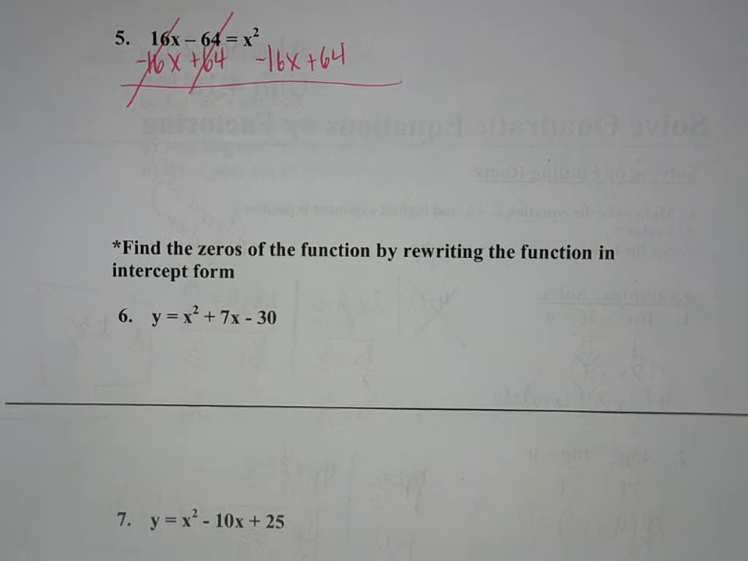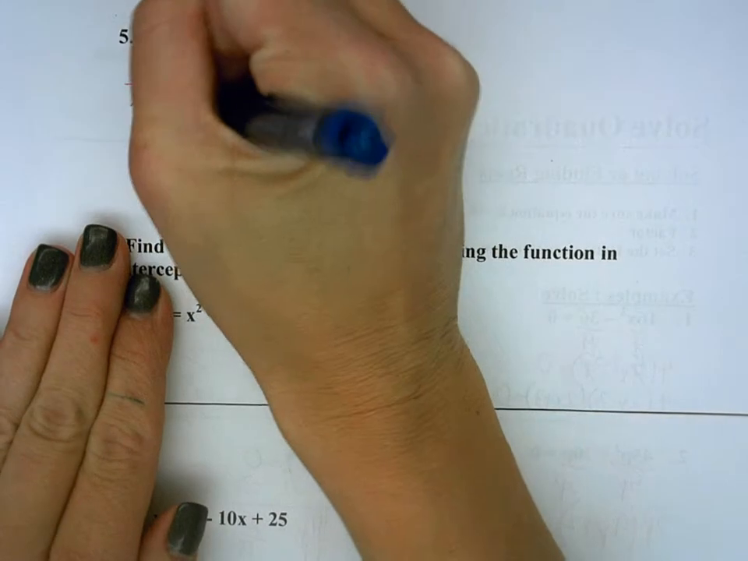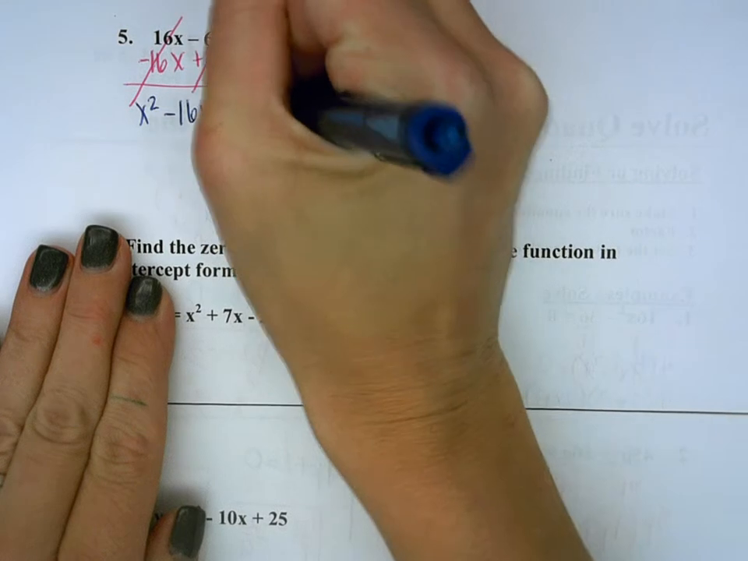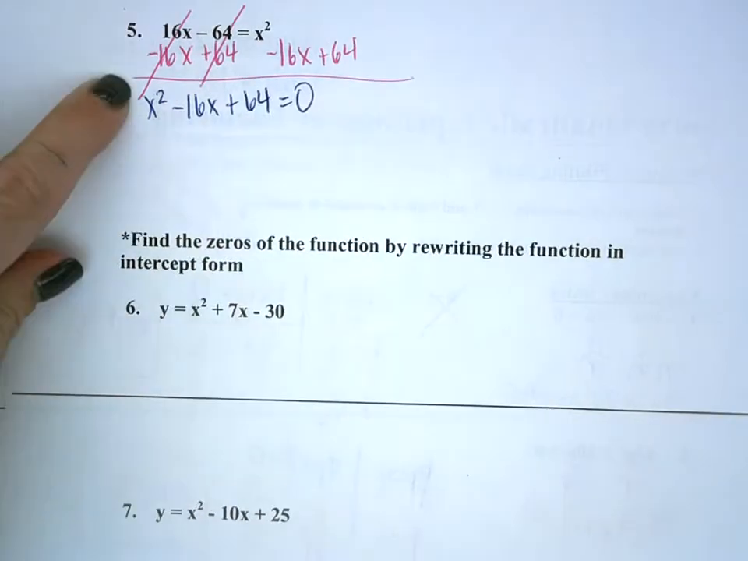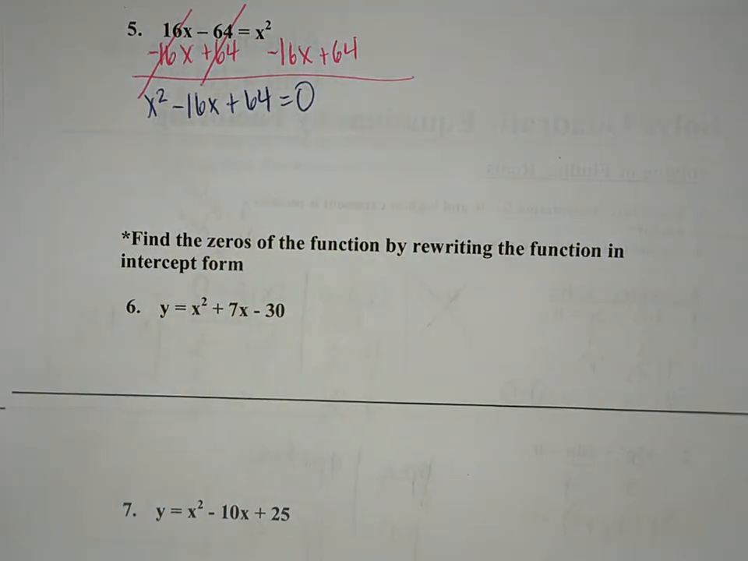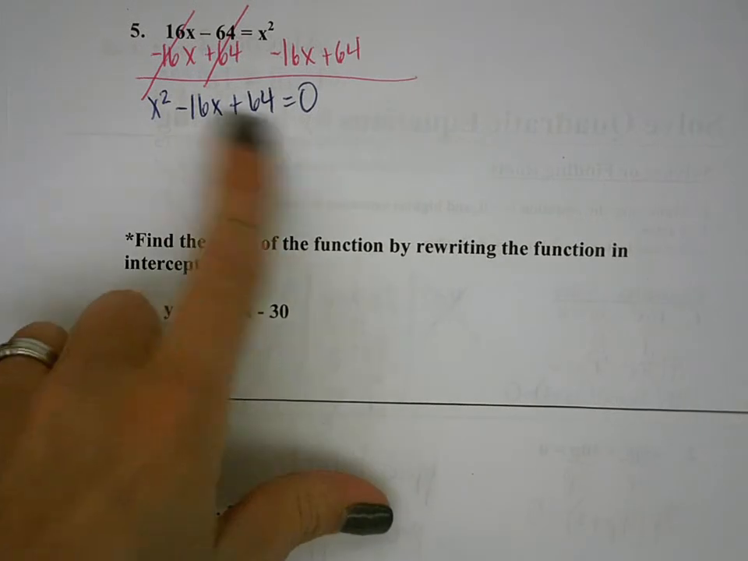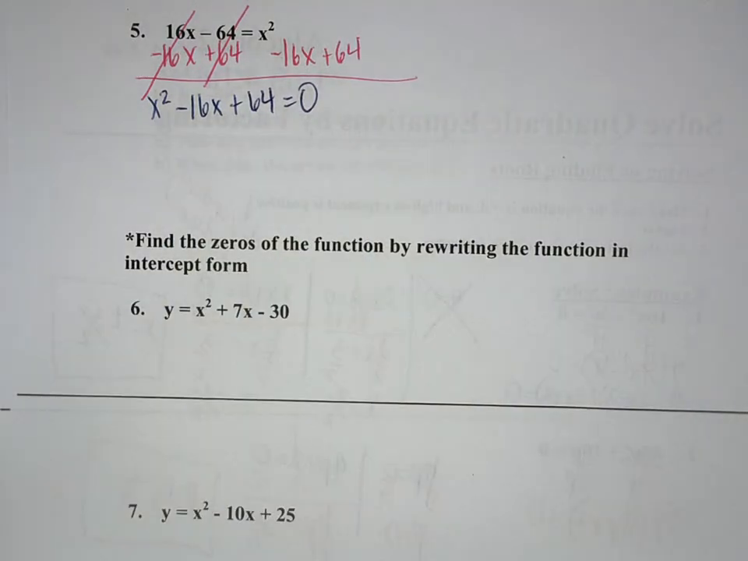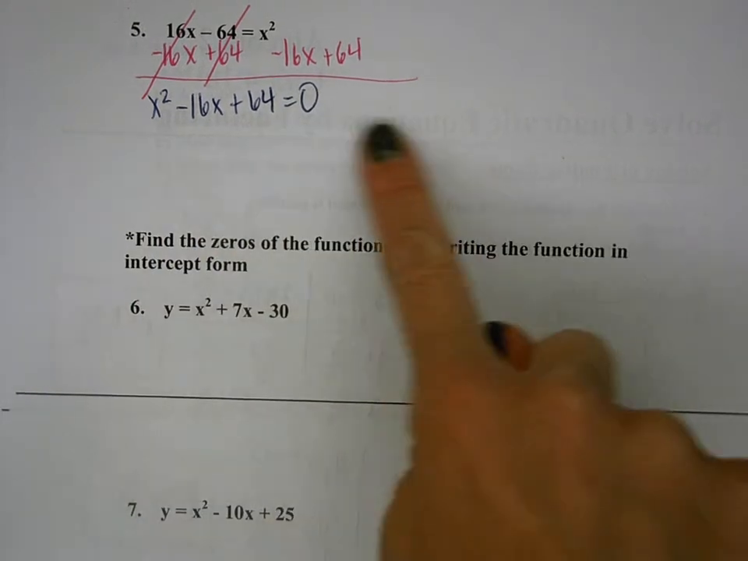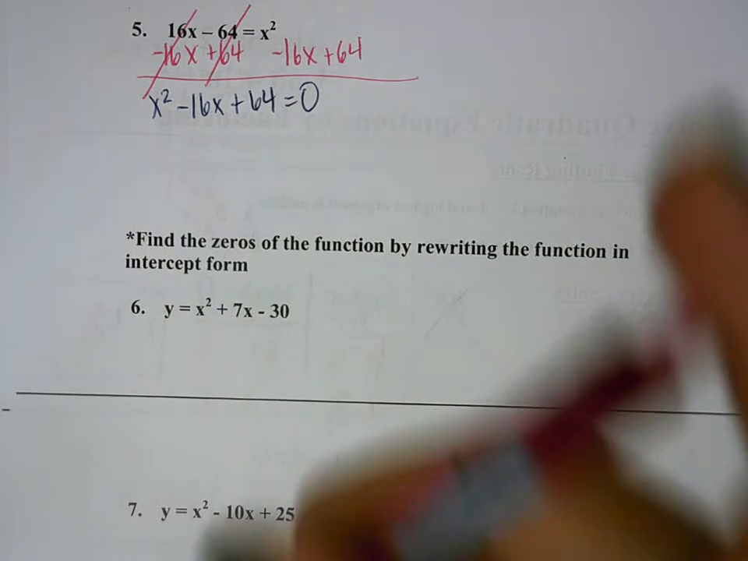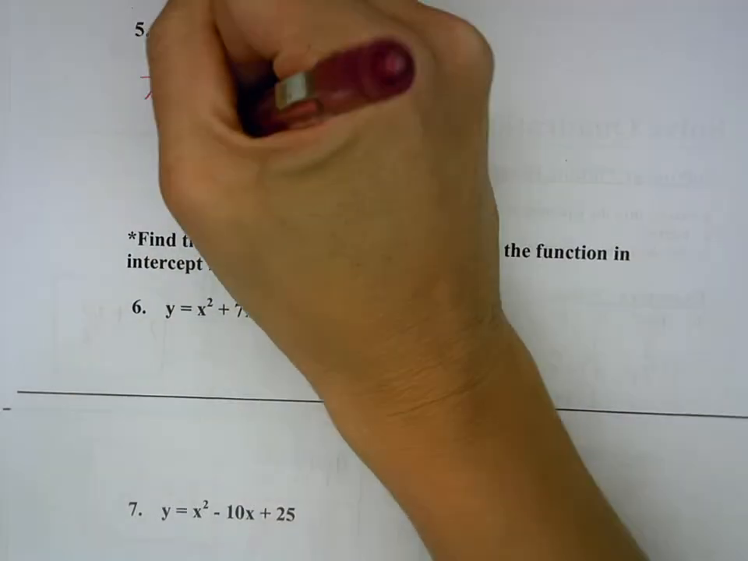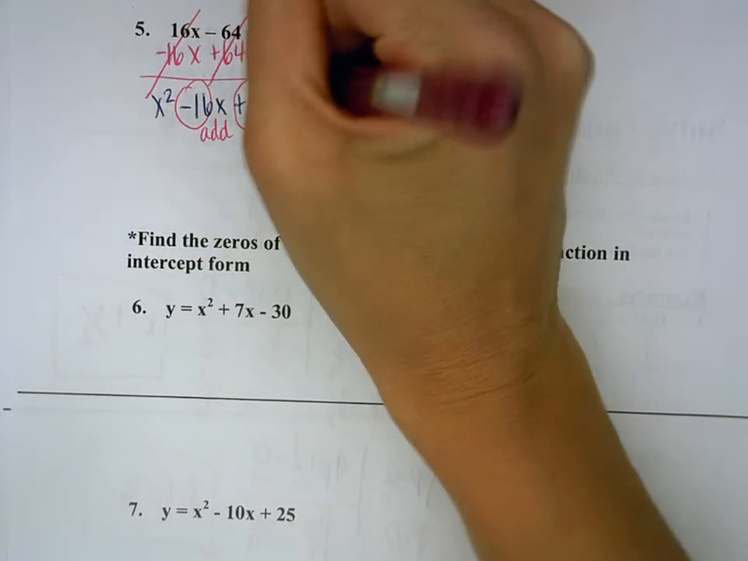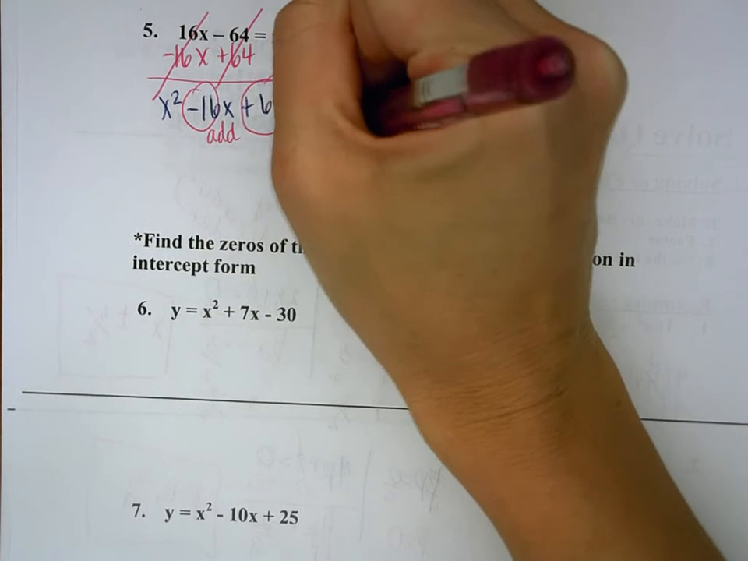All right, so I'm going to rewrite this now. We have x squared minus 16x plus 64 equals 0. If you have equals 0 on the left side, that's fine, or the right side. I just like it to always look like this. So once I move it, I just put equals 0 on the right. Okay? So now, and again, notice I wrote this in descending order. My adding term is negative 16, and my multiplying term is a positive 64.